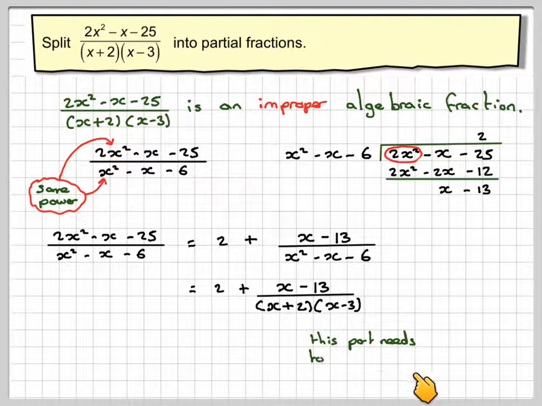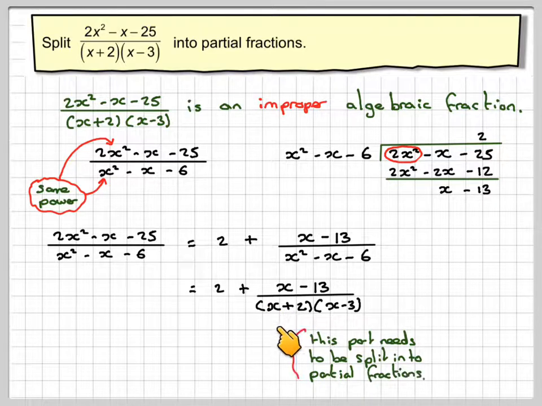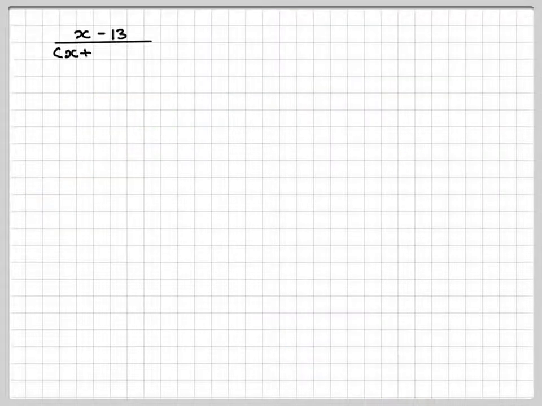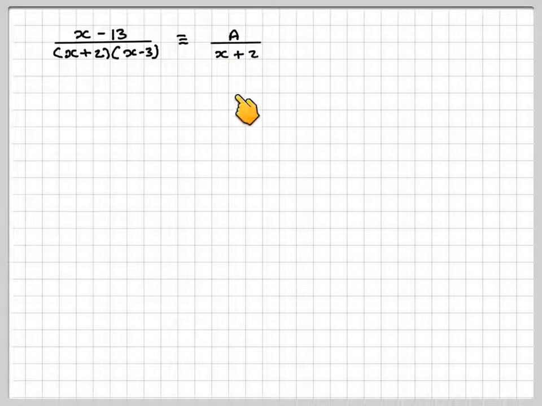This now needs to be split into partial fractions. So taking (x minus 13) divided by (x plus 2)(x minus 3), this is equivalent to A over (x plus 2) plus B over (x minus 3).